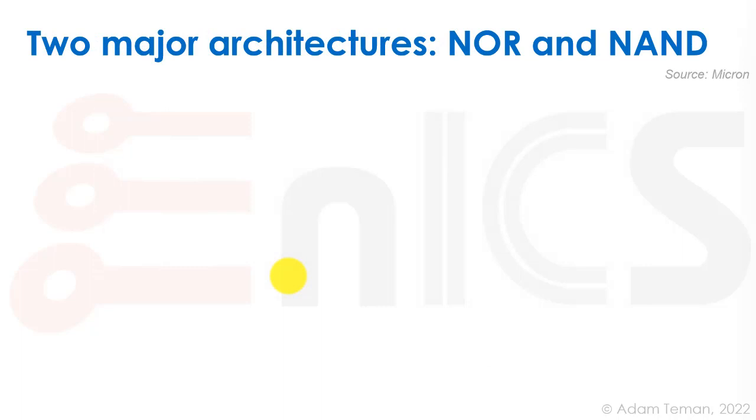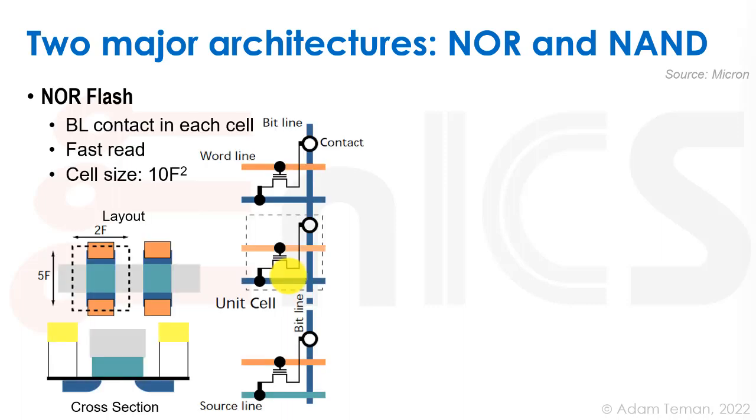So there are two major architectures of Flash which resemble what we discussed before on the read-only memories, and they are called NOR and NAND. So NOR Flash, as we can see here, has a word line, the word line is connected to a floating gate transistor, and we have a bit line over here that is contacted to the floating gate transistor, and then we have ground that goes underneath.